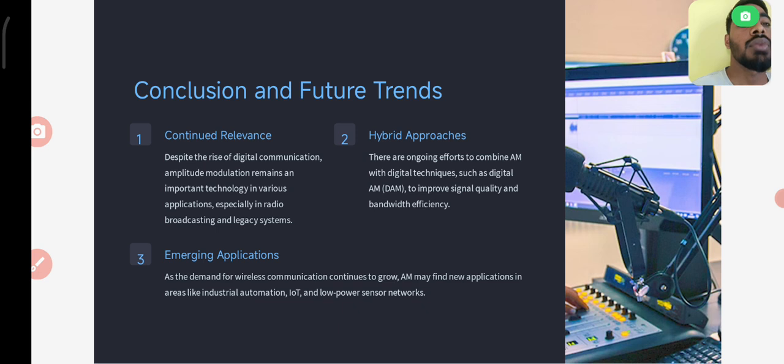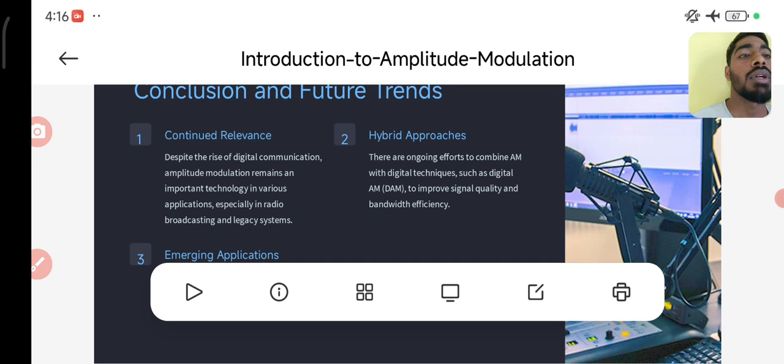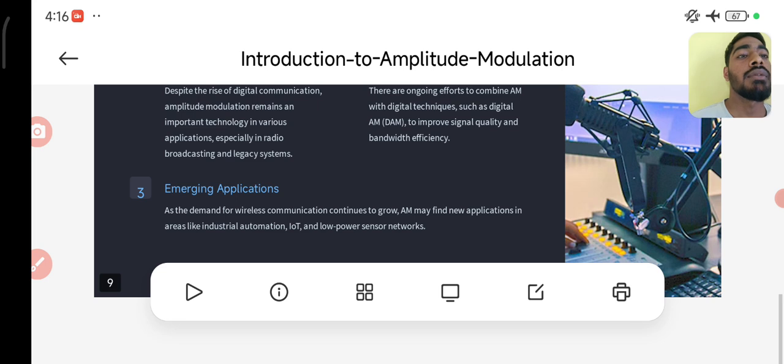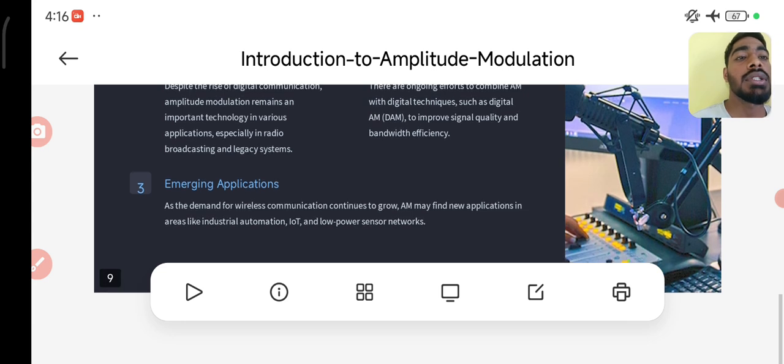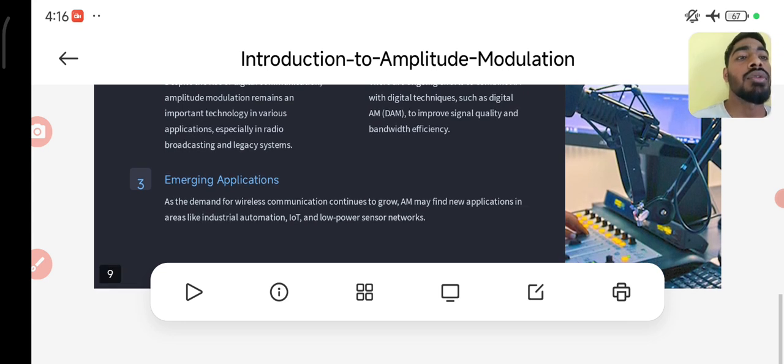digital amplitude modulation and demodulation to improve signal quality and bandwidth efficiency. Emergency applications: as the demand for wireless communication continues to grow, amplitude modulation may find new applications in areas like industrial automation, IoT, and low power sensor networks.